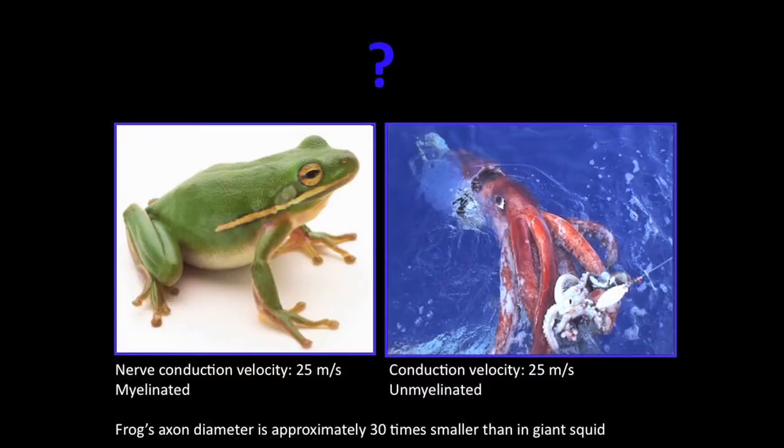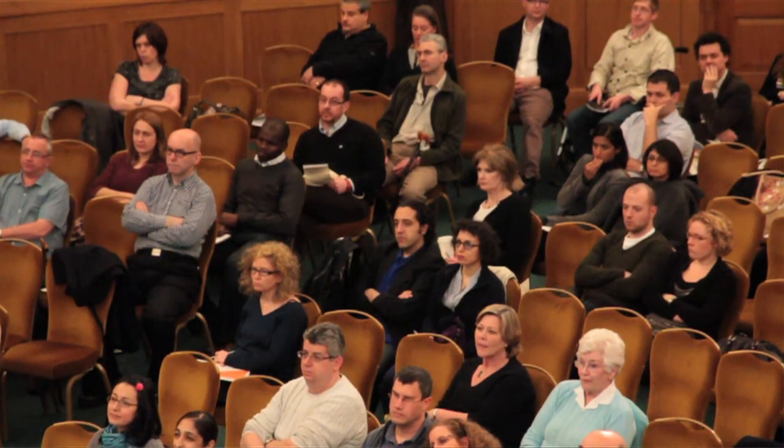Any suggestion, not by the team, but by our guests, what might unify these two animals? On the left, we've got a frog. What's the other one? What do you think? Squid, yes, a giant squid. And which physiological property do they share? Well, their conduction velocity is identical, about 25 meters per second. And that, although the frog's axon is actually 30 times smaller in diameter than the giant squid.